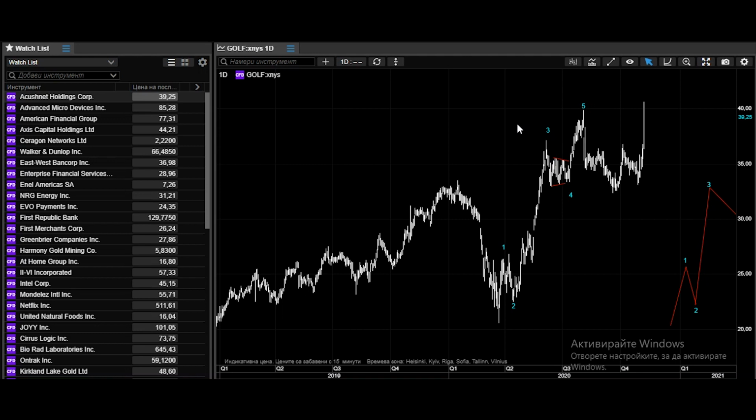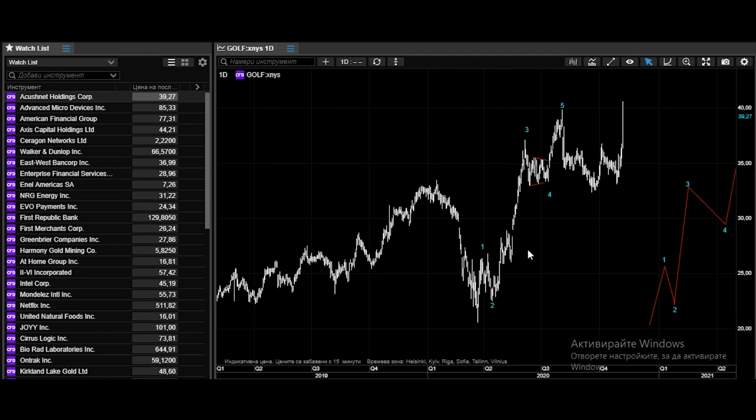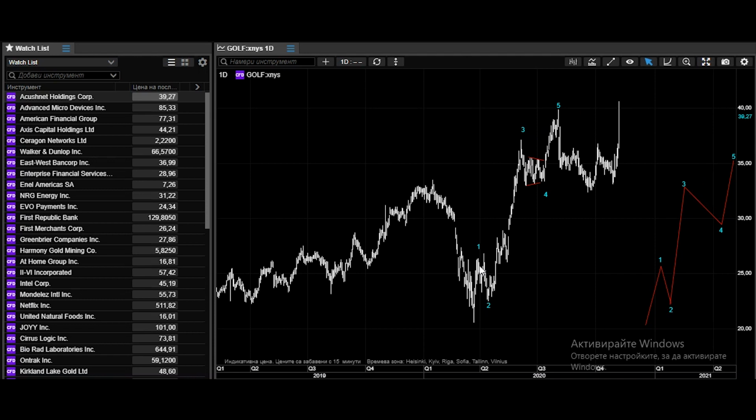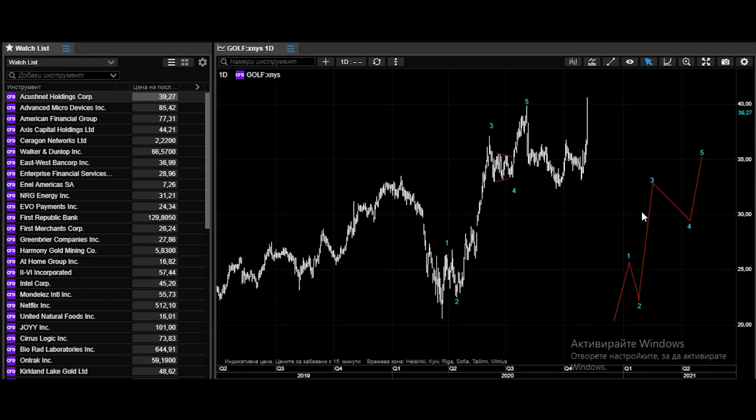Also, one of the important guidelines is that the corrective waves in the impulse should ideally have a different structure in depth. As we can see in this example, the second wave corrects the first deeper than the fourth corrects the third. For example, if wave 2 is a zigzag, I want wave 4 to form another corrective structure other than a zigzag, for example a triangle or flat.